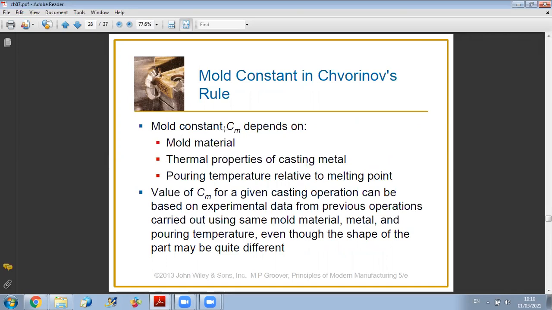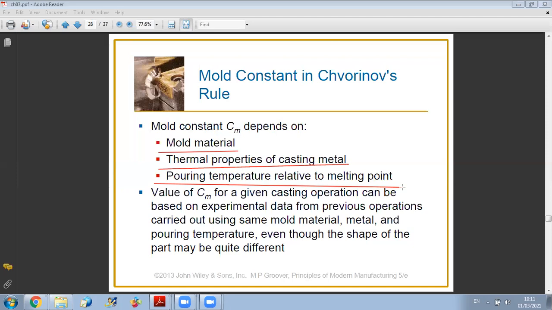So Cm is mainly affected by the mold material, the thermal properties of the casting metal, and the pouring temperature relative to melting point. As you can see, the geometry of the pattern will not affect the value of the mold constant. This is why if we have done an experiment under the same conditions, with a certain mold material, same thermal properties of casting metal and same pouring temperature, we can use the same value of Cm even if we change the geometry of the pattern.